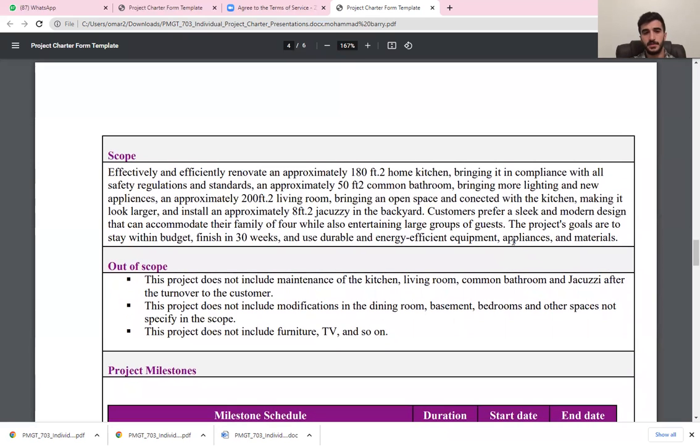If he asks for anything out of the scope, the project sponsor is supposed to pay extra and expect more effort and more delays. So this is our project, the home renovation project for our client.